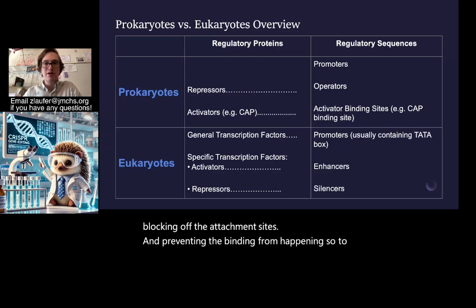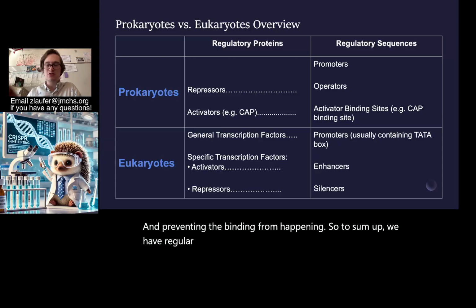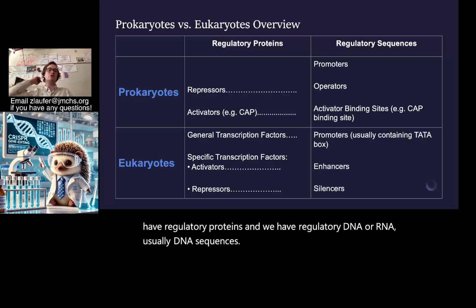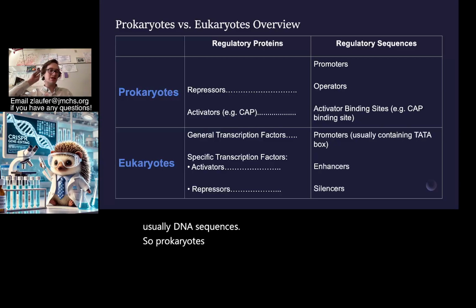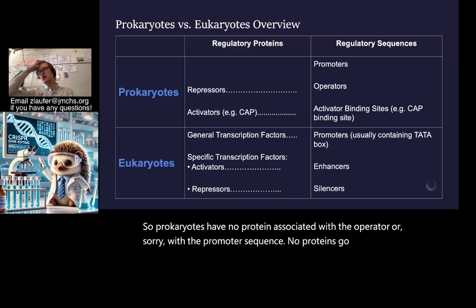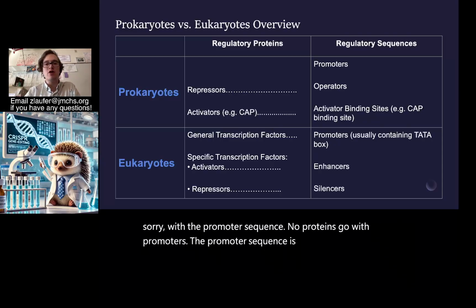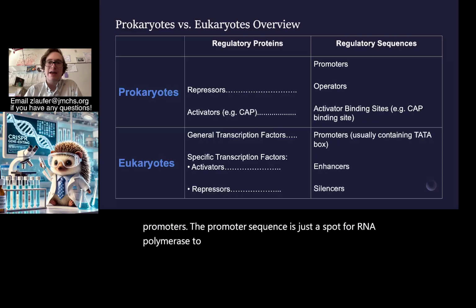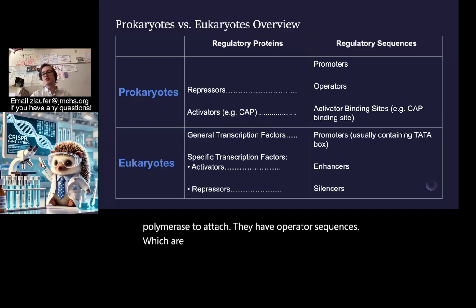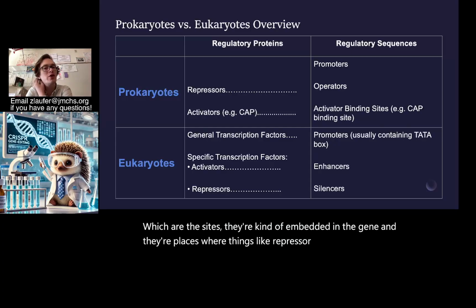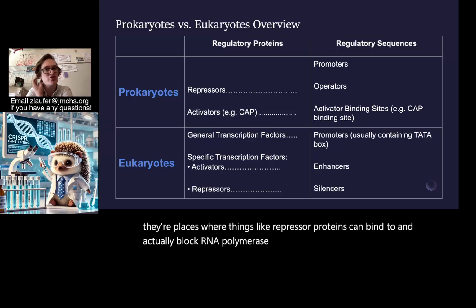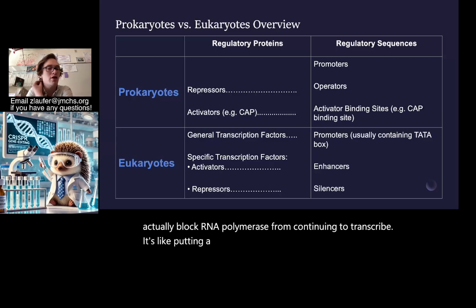So to sum up, we have regulatory proteins and we have regulatory DNA or RNA, usually DNA sequences. So prokaryotes have no protein associated with the promoter sequence. No proteins go with promoters. The promoter sequence is just a spot for RNA polymerase to attach. They have operator sequences, which are the sites kind of embedded in the gene, and they're places where things like repressor proteins can bind and actually block RNA polymerase from continuing to transcribe. It's like putting a roadblock in the middle of the road.